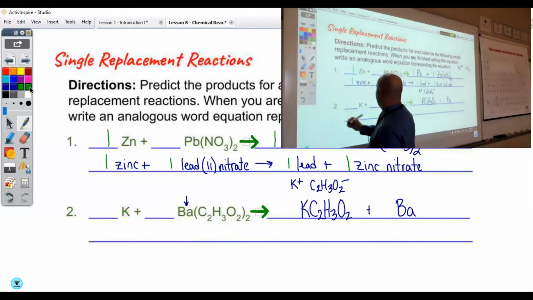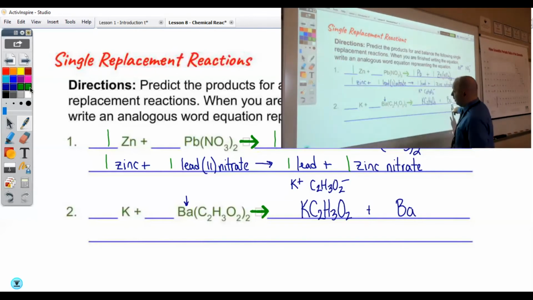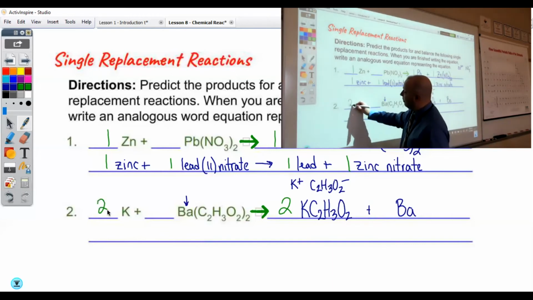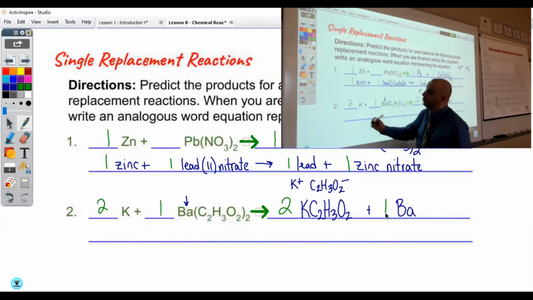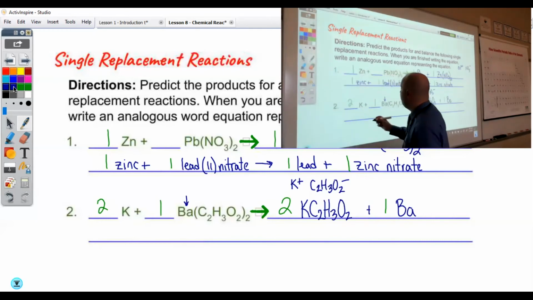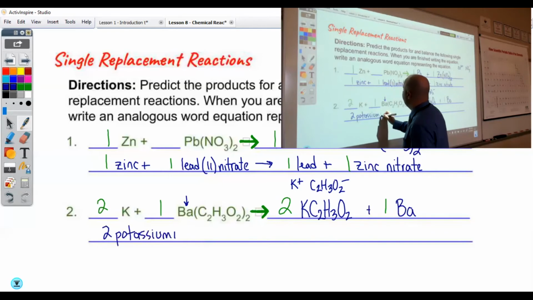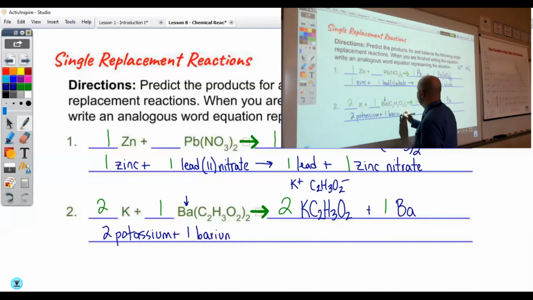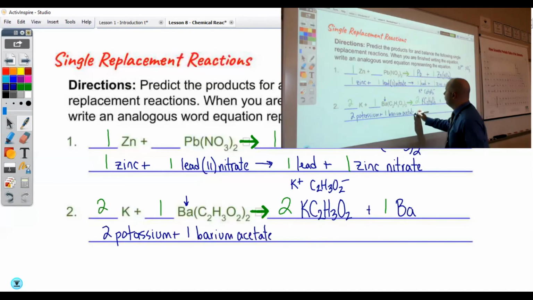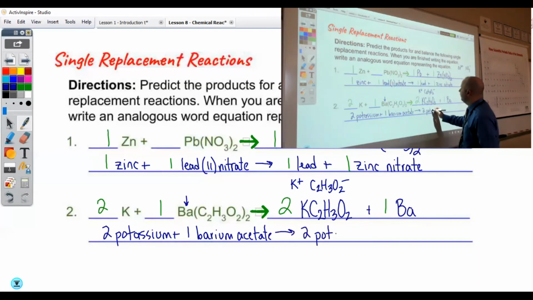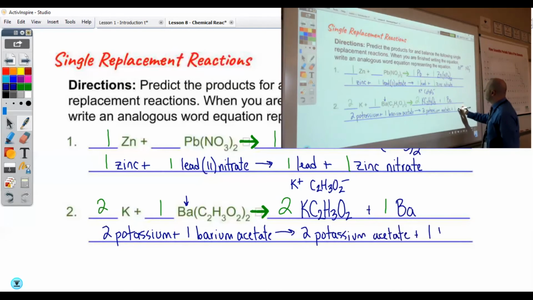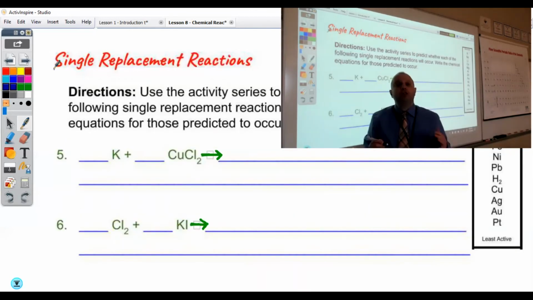Balancing this out, we're going to have one barium, two copies of acetate. So I need to put a 2 in front of that, which means I need 2 copies of potassium. These will both end up being 1s. Writing out our final equation, we have 2 potassium plus 1 barium acetate forming 2 potassium acetate plus 1 barium.